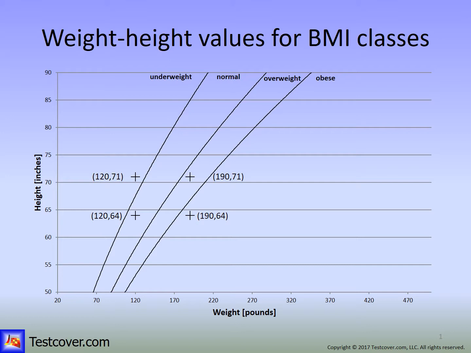In this graph of BMI boundaries, the horizontal axis is weight, the vertical axis is height. The 4 points shown are in each of the BMI classifications. Their weight values are 120 and 190 pounds. Their height values are 64 and 71 inches. These are the values we'll use for the weight and height.